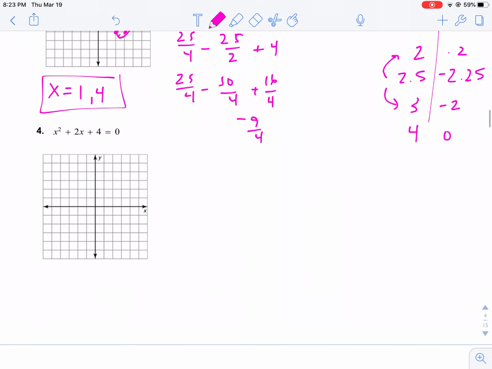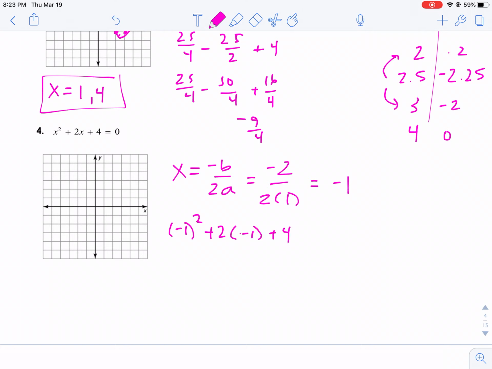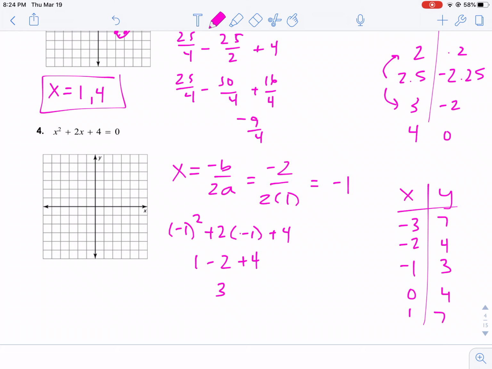All right, our last example, we're going to follow the same process. Looking at our axis of symmetry, negative b over 2a, we would have negative 2 over 2 times 1. That would give us negative 1. When we substitute that into our original equation, that's going to give us a value of 3. So our vertex would be negative 1, 3. We can finish off our table with negative 2, negative 3, and then 0 and 1. 0 and negative 2, when we plug them in, will both give us answers of 4. 1 and negative 3 will both give us answers of 7.